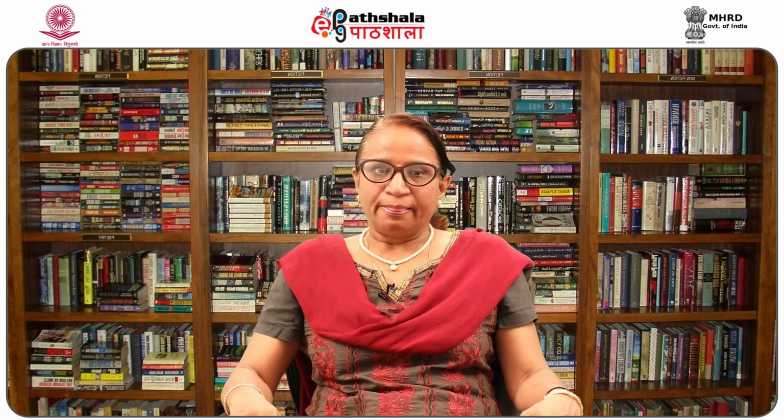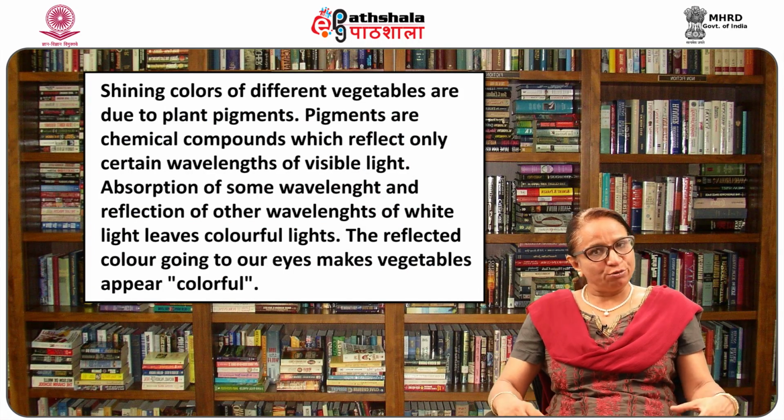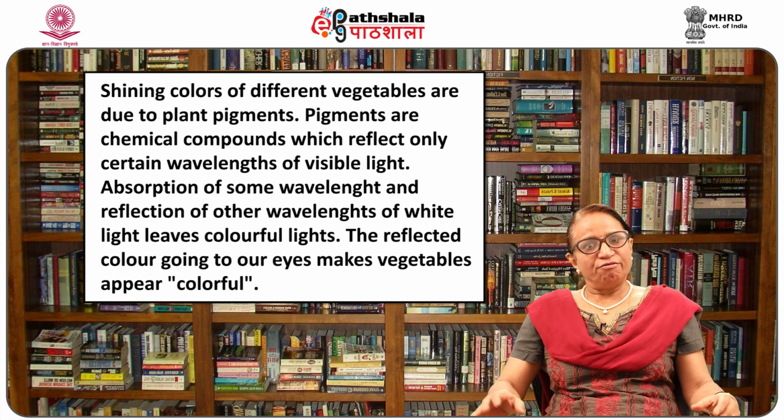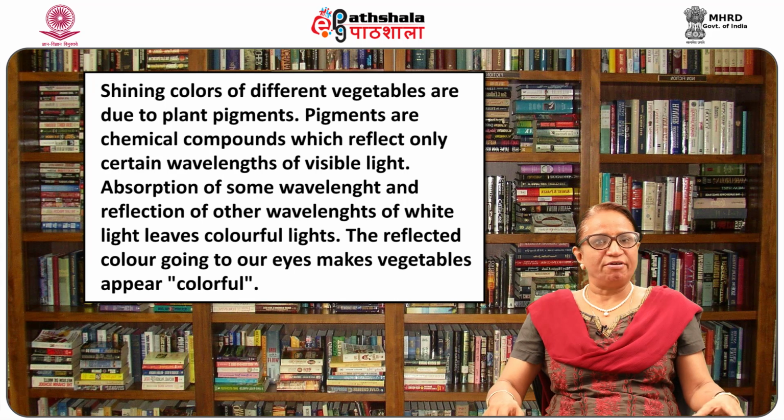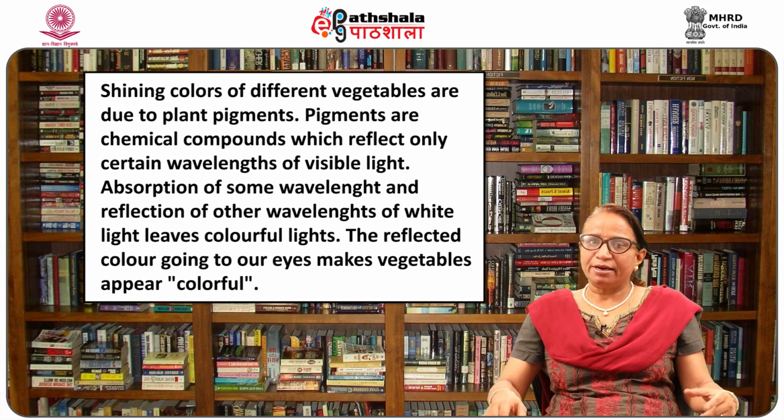These wonderful creations always attract our attention due to their shining and bright colors. Shining colors of different vegetables are due to plant pigments. Pigments are chemical compounds which reflect only certain wavelengths of visible light. Absorption of some wavelengths and reflection of other wavelengths of light leaves colorful effects. The reflected color going to our eyes makes vegetables appear colorful.